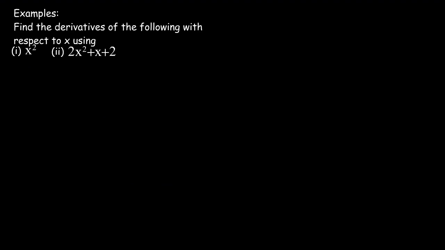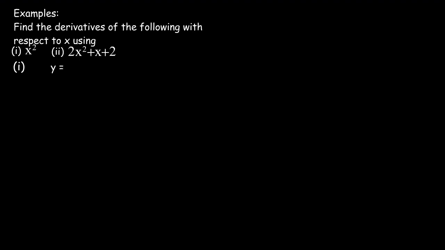We have some examples we are going to attempt using first principle. The example states: find the derivatives of the following with respect to s using the first principle. Number 1, s squared, and number 2, 2s squared plus s plus 2. Attempting number 1, the first thing we are going to do is write down our equation.